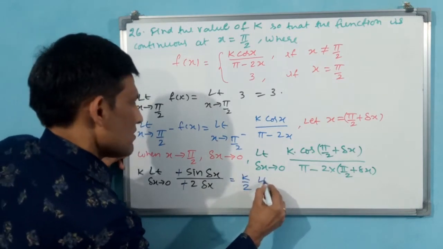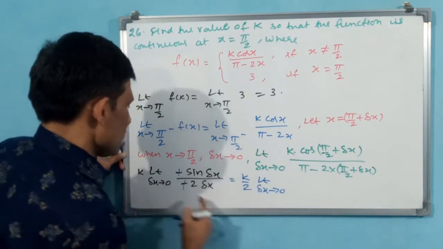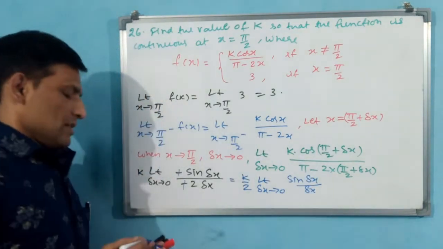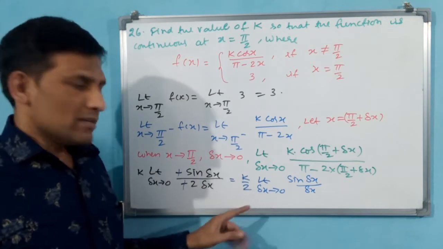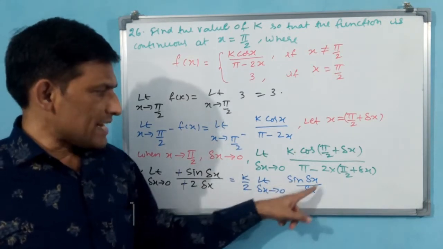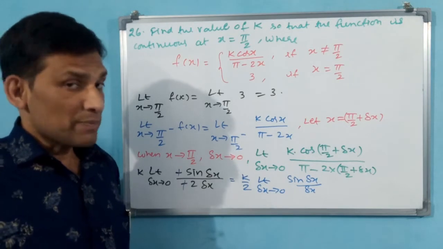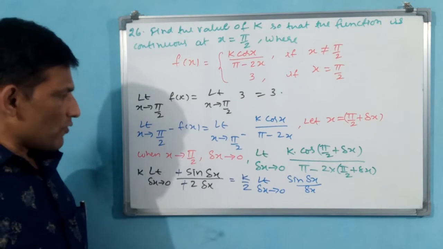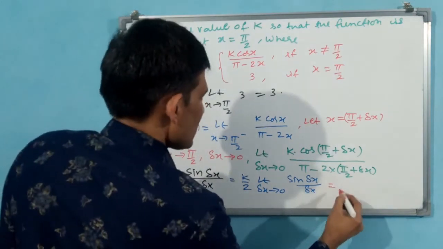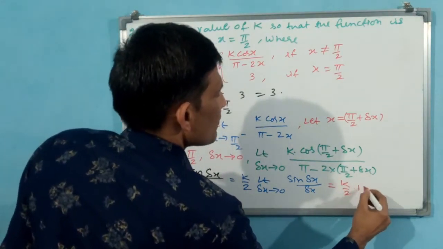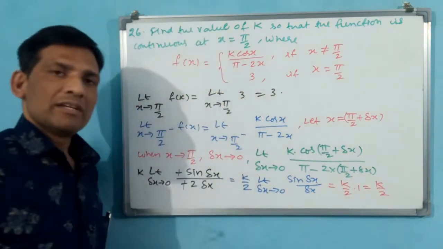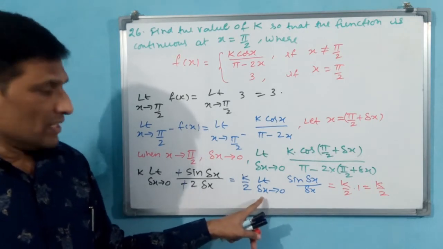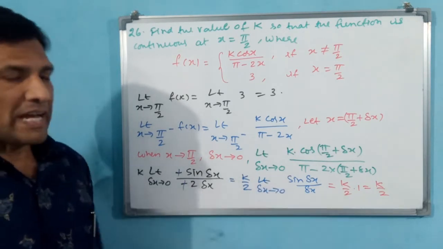K by 2, limit delta x tends to 0 sine delta x by delta x. Now you tell me k by 2 you keep aside. Limit x tends to 0 sine x by x form it is there. As per sandwich theorem this value is going to become 1. Now what you are going to write? That is equal to k by 2 into 1. That is equal to k by 2. Is it okay? Definitely okay. Because sine delta x by delta x value is going to become 1, because this limit delta x tends to 0, because of sandwich theorem.